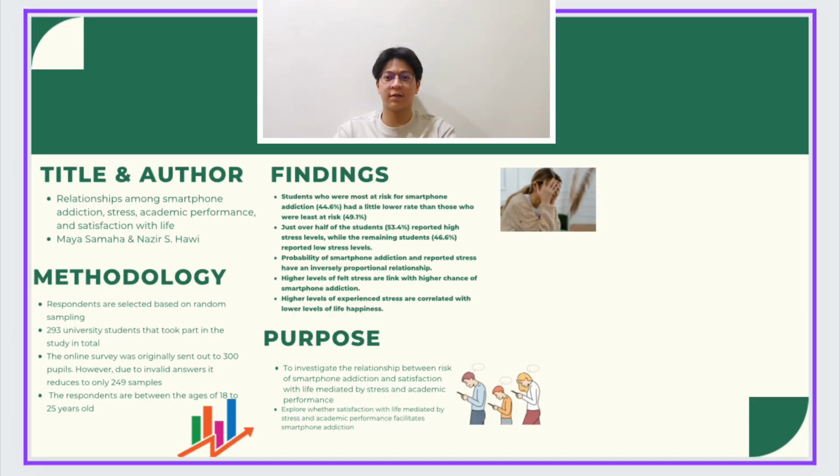As for the last article, the title is Relationship Among Smartphone Addiction, Stress, Academic Performance, and Satisfaction with Life. The author are Maya Samanha and Nadia S. Hawi. As for the methodology, the respondents are selected based off random sampling, and there are 293 university students that took part in the study in total. The online survey was originally sent out to 300 pupils. However, due to invalid answer, it reduced to 249 samples. The respondents are the ages between 18 to 25.